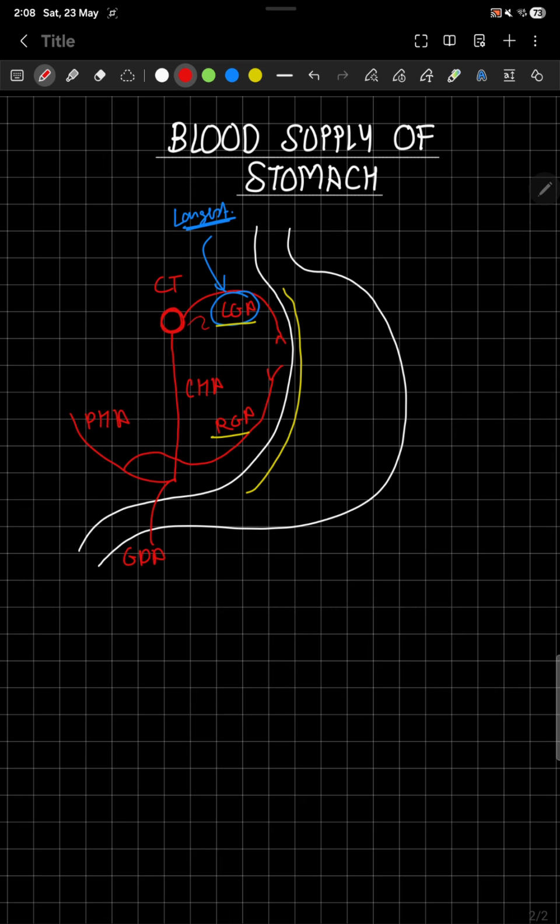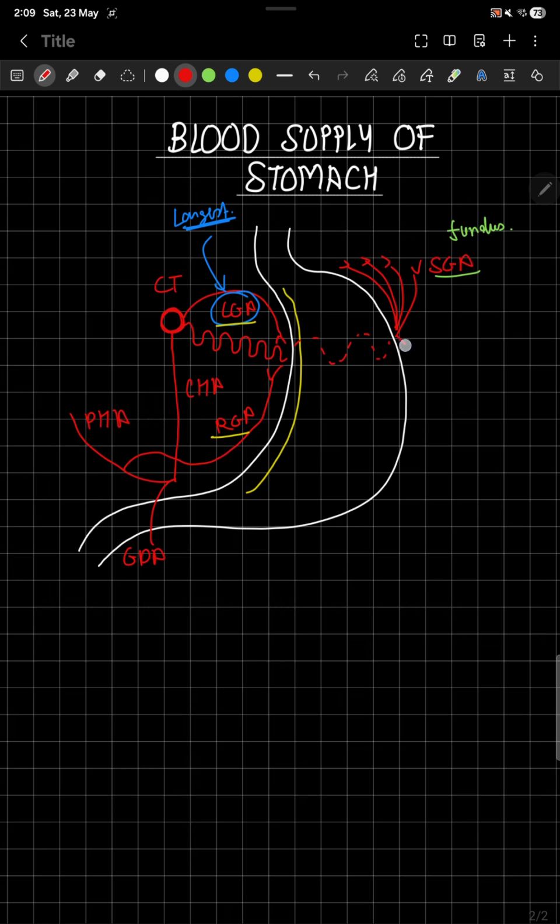Moving on to the blood supply of the fundus, the celiac trunk gives a tortuous branch of blood vessel, the splenic artery, which runs in the stomach bed, that is behind the stomach, giving off 5 to 7 short branches of blood vessels called the short gastric arteries, supplying the fundus of the stomach.